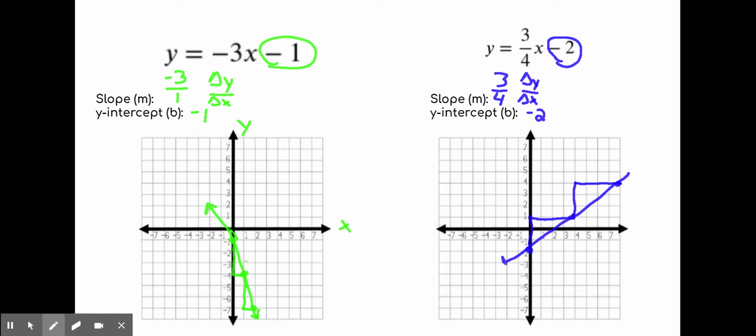Draw a line through them, put arrows on the end, and the name of this line is y equals 3/4 x minus 2. I got so bent out of shape that this line wasn't right. I forgot its name, didn't I? This was y equals -3x minus 1. Okay? All right, we're ready to try a couple more.